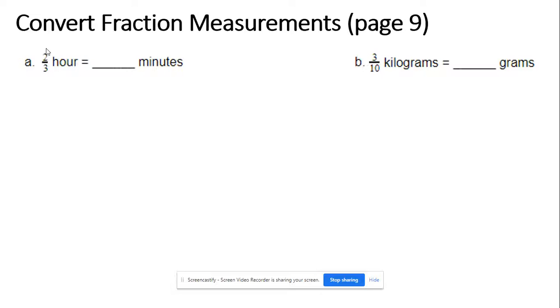All right, let's convert fraction measurements. We have 2/3 of an hour. Well, we know that there's 60 minutes in an hour, so we're really just finding 2/3 of 60. There's a few ways we can solve this.